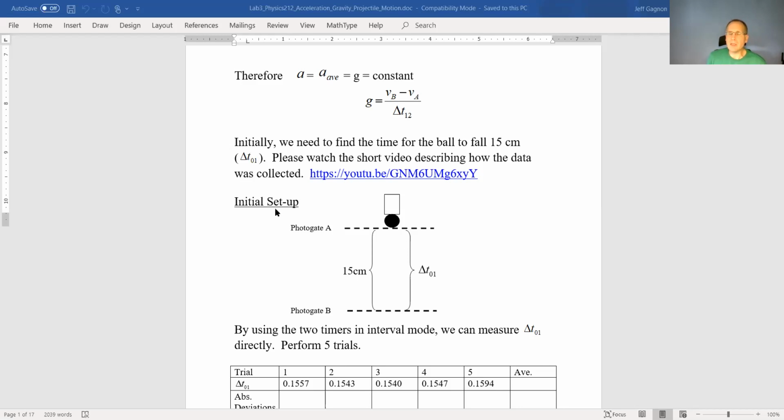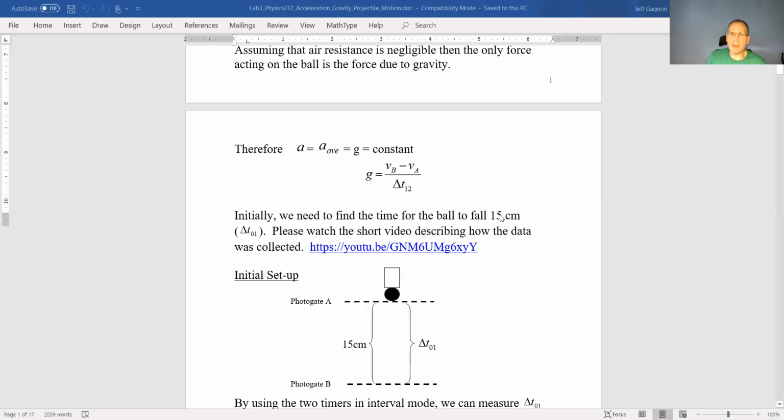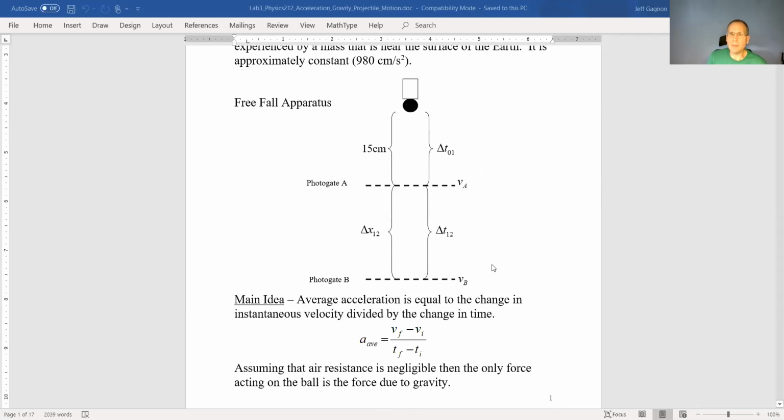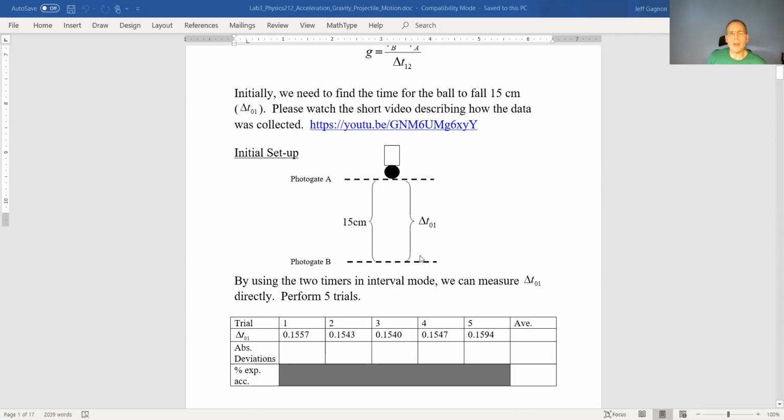So the initial setup is slightly different than the general setup. This is more of the general setup. And in the initial setup, we have the first photogate right before the ball triggers it, and the second photogate is going to be 15 centimeters below it. We need to do that so that we can compute this time, delta t01, okay?